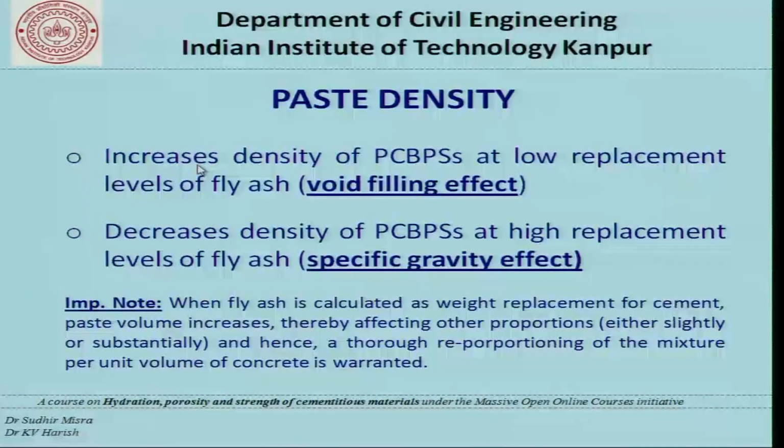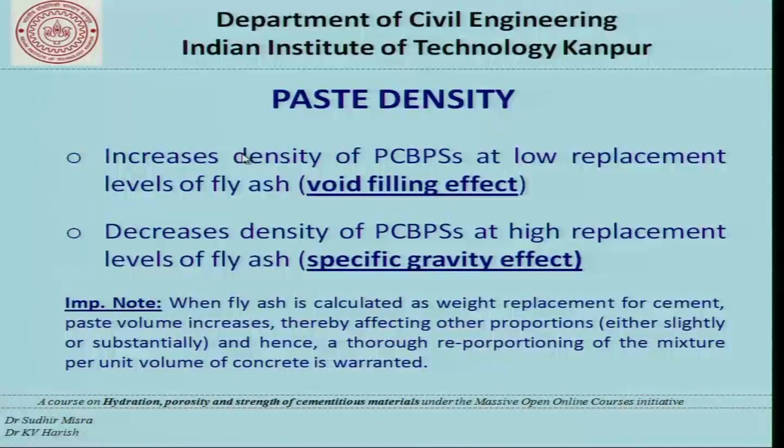So the first point to be noted is that addition of fly ash increases the density of Portland cement based paste system at low replacement levels of fly ash, which means the replacement level of fly ash is a critically important factor to understand whether the paste density increases or decreases. So at very low replacement levels, say 5%, 10%, and if the fly ash particles are finer, which means lower than 10 microns, in that case you will see that there is an increase in the density, and this increase in density is primarily because the finer fly ash particles try to fill the voids between the cement grains, thereby providing an effect called void filling effect, and that helps in increasing the density of Portland cement based paste systems.